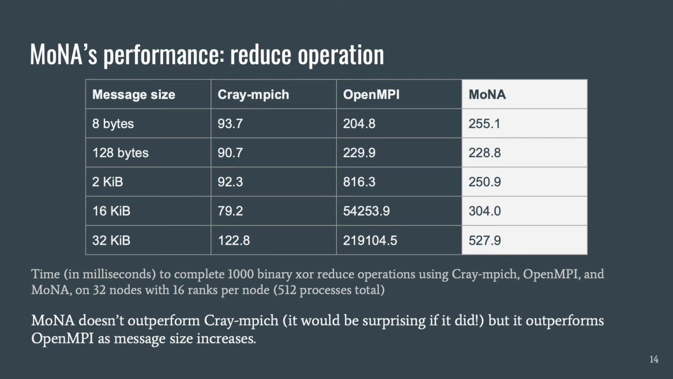We then looked at the performance of some collective communication algorithms, and here I'm showing an example with the reduce operation, which is used in particular for image compositing. Here again, we are not surprised to see that Mona does not outperform the vendor-provided MPI implementation, Cray MPICH. However, we were really surprised by the poor performance of OpenMPI and to see that Mona actually massively outperforms OpenMPI when using large messages.